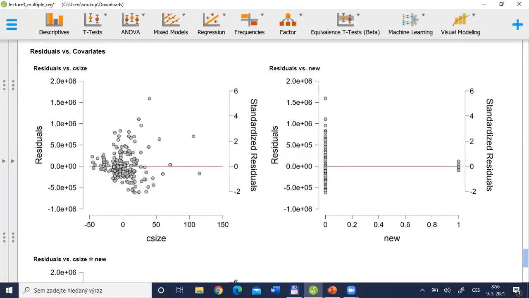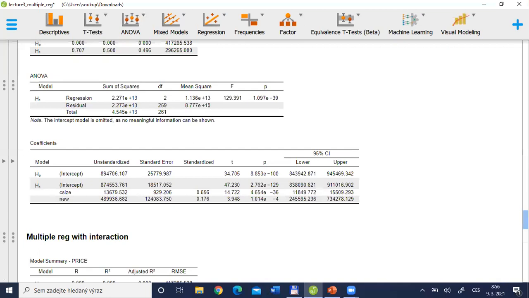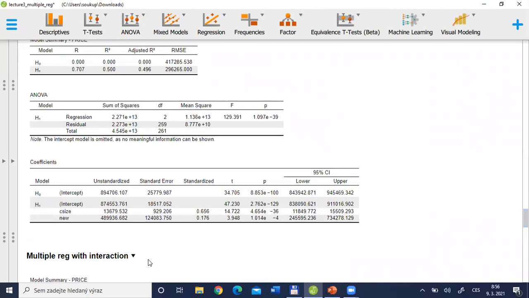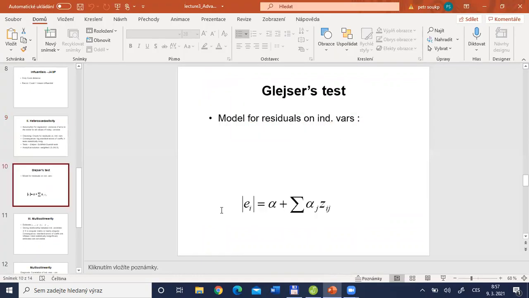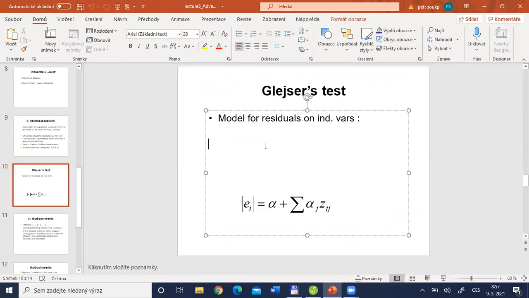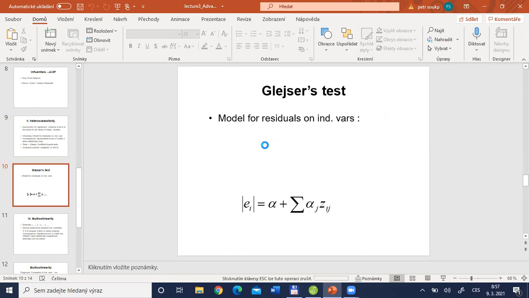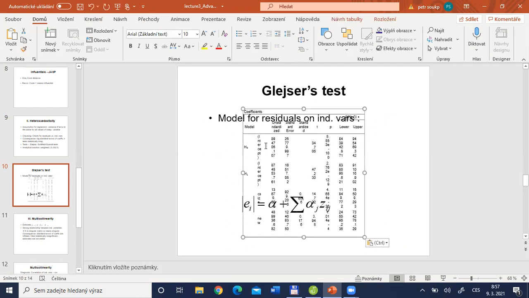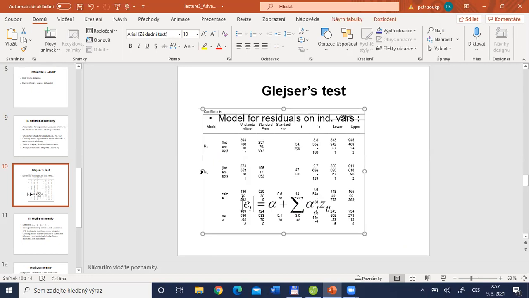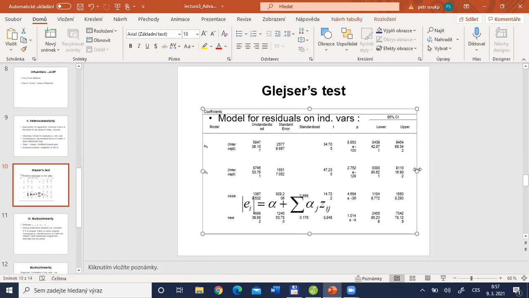I would propose, for simplicity, to go back to the previous model with no interaction, as maybe this model is better for my data. So here is the table with our coefficients. I would make a copy of this table and include it here on this PowerPoint slide. I will try it. It should work. I hope so. Yeah, it seems it works.